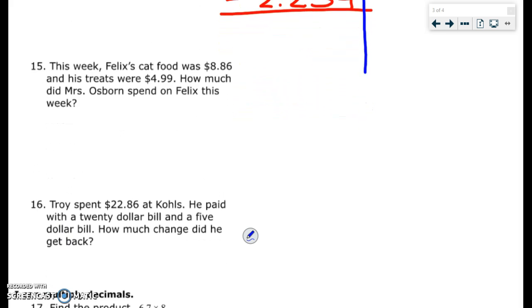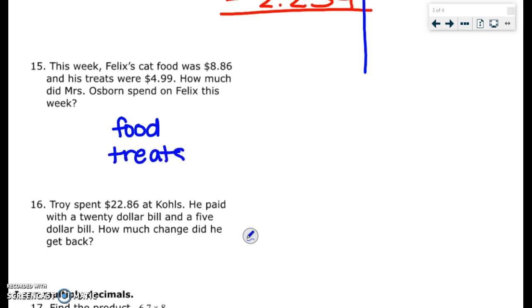So now I have a problem about Felix. Felix's cat food was $8.86 and his treats were $4.99. How much did I spend on him this weekend? So what I need to do is I need to figure out what I'm even doing. Am I adding? Am I subtracting? Well, I know that I spent some money on food, and I know that I spent some money on treats.